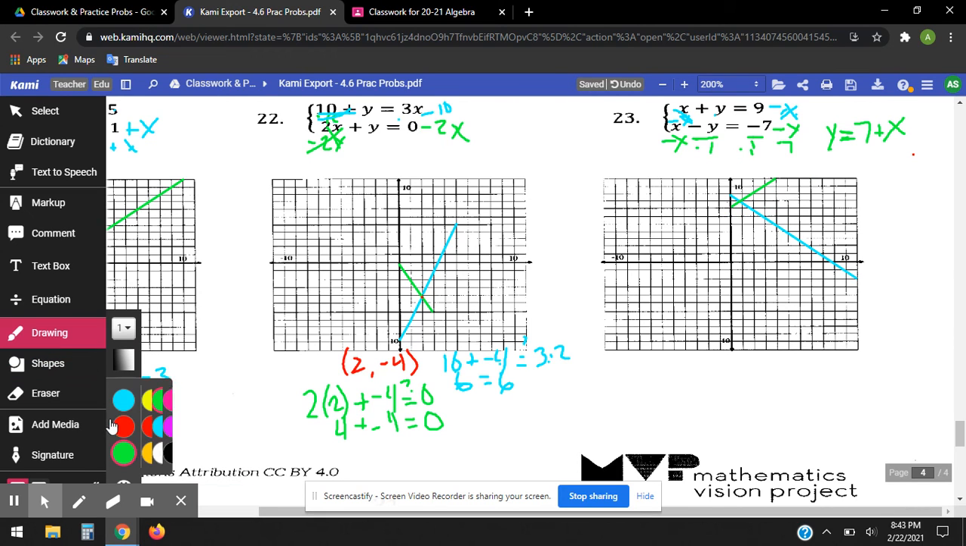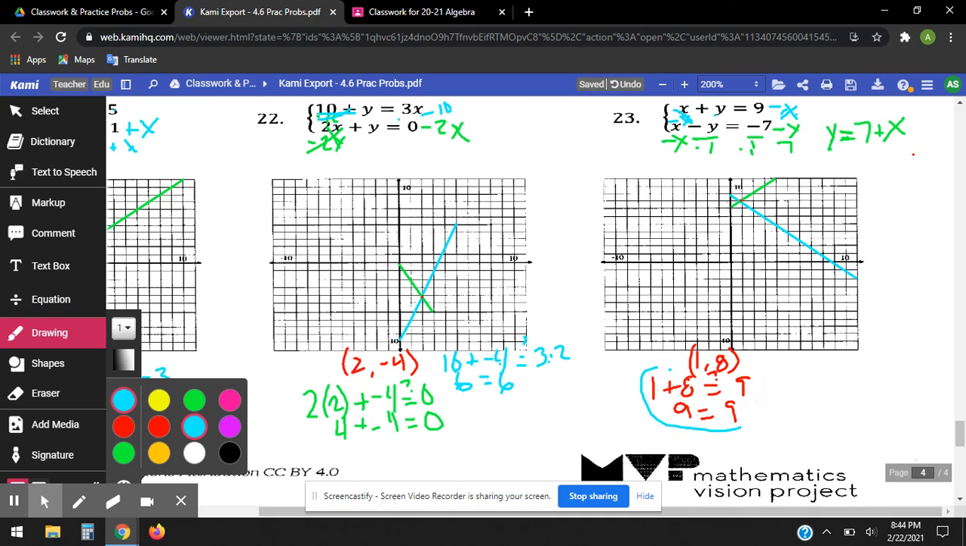Okay, I see my point of intersection right there, and that is 1 comma 8. So just to check my work, it says 1 plus 8. Does that equal 9? Yes, 9 equals 9. Oh, I used the wrong color. This should have been in blue. Okay, and then my other one, x is 1 minus 8, minus my y, should equal negative 7. Yes, negative 7 equals negative 7.